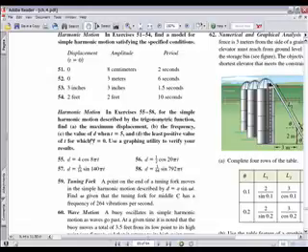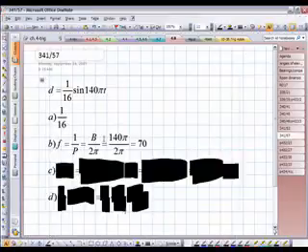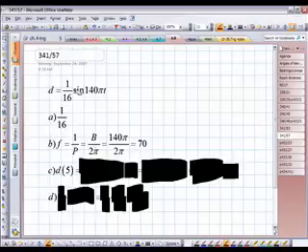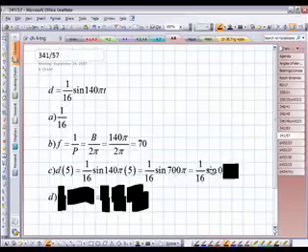Find the value of d when t is 5. So that's simply plug in 5 for t. So we have 1/16 sine of 140 pi times 5, and we get, well, 0, so there's no displacement there.